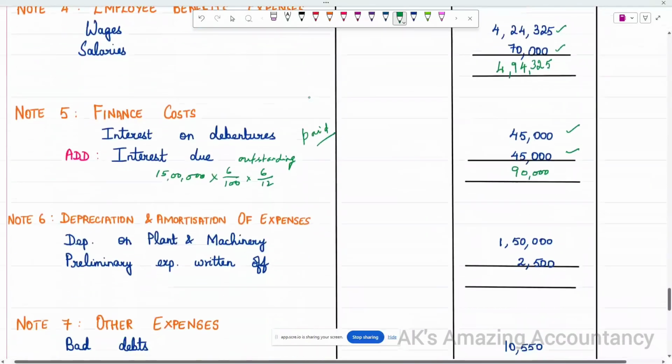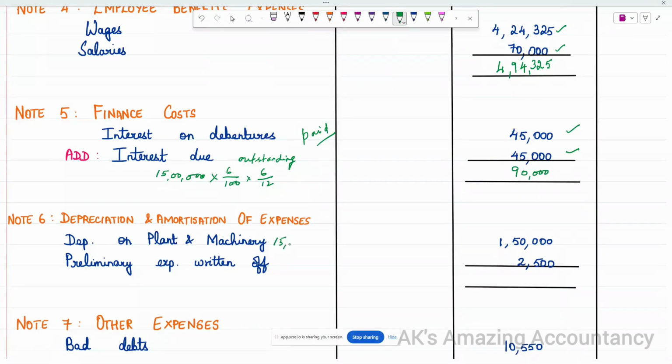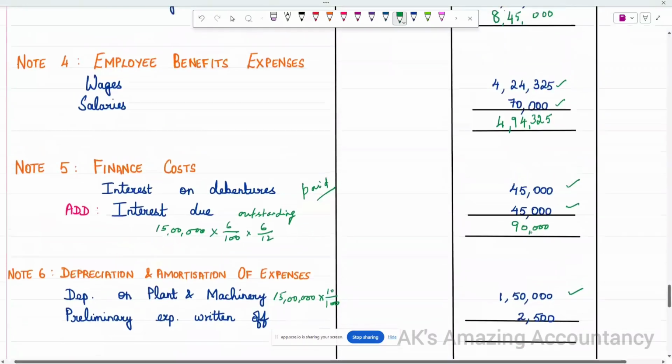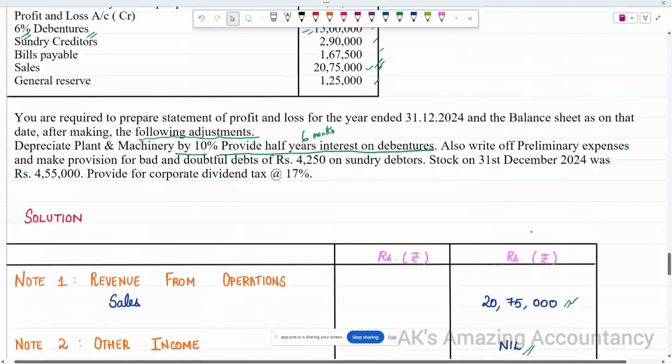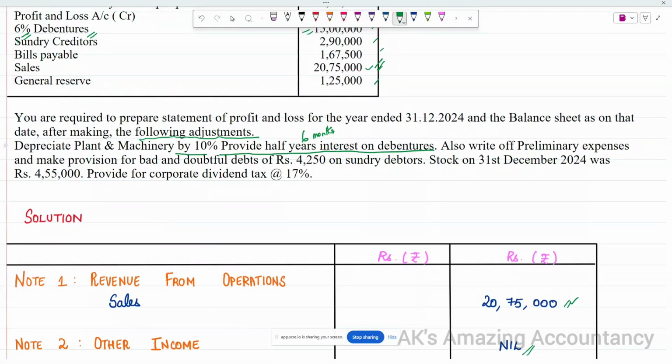Okay. How much is depreciation? 10%. So 15 lakhs into 10 divided by 100 will give you 1,50,000. And if you have any preliminary expenses written off, that will also come under Note 6 depreciation and amortization expenses. So what is given as preliminary expense? You are given in the adjustment also write off preliminary expenses.